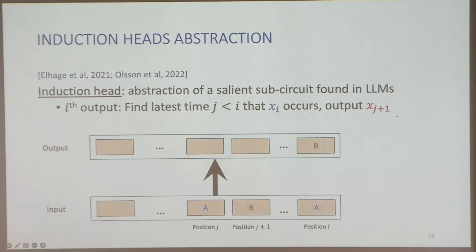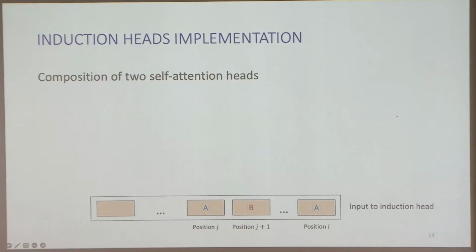Okay, so at this point, this is almost a fully specified computational problem. You have a sequence of elements, and a particular computational model, which is that of self-attention and compositions of self-attention. So how could you implement this in this computational model? It turns out that you can't do this with just a single self-attention head, and you really do have to compose two of them together. Okay, so let's see how that's done.